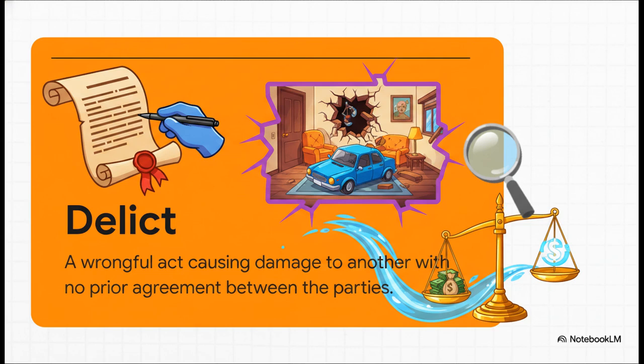A delict is basically a wrongful act that causes damage to somebody else, but, and this is the crucial part, where there is absolutely no prior agreement between the people involved. If you sign a lease, okay, that's a contract. But if a total stranger crashes their car straight into your living room, that is a delict. In a delict, the law steps in and artificially creates an obligation for the wrongdoer to pay you damages, even though you obviously never signed a contract agreeing to the crash.